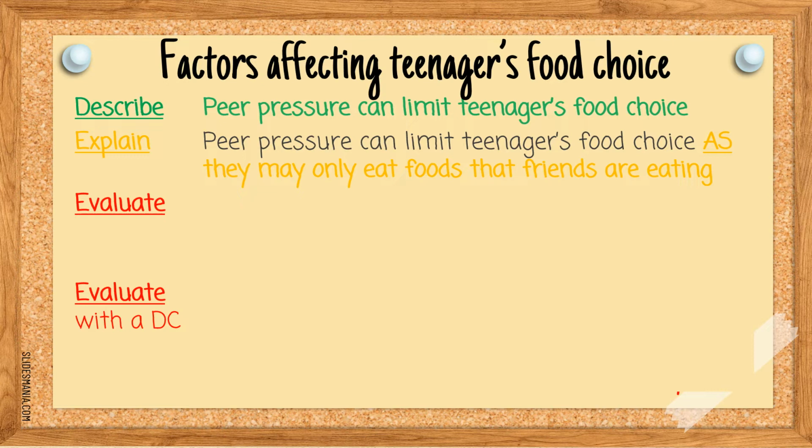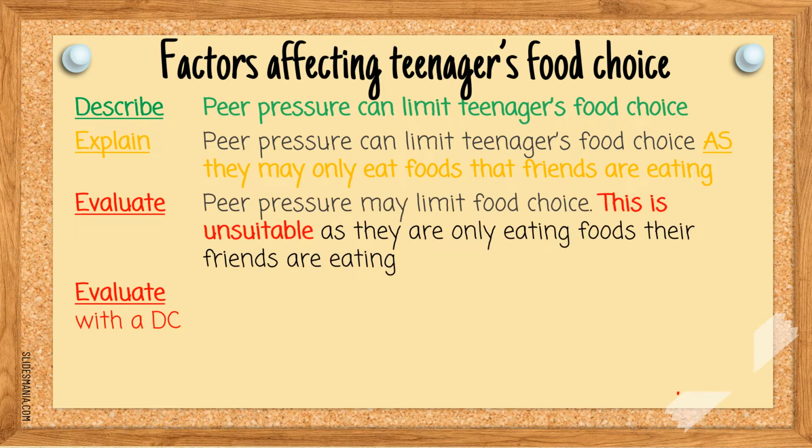as, or because. If you're asked to evaluate factors which affect teenagers' choice of food, you might write something like peer pressure may limit food choice, which is your description or your fact. You would then add in your opinion. This is unsuitable. Now remember, for an evaluate question, you always want to add in an opinion. And then you give your consequence or your reason why, as they are only eating foods their friends are eating. Remember, your evaluations can be positive or negative, and most likely will be a mixture of both.